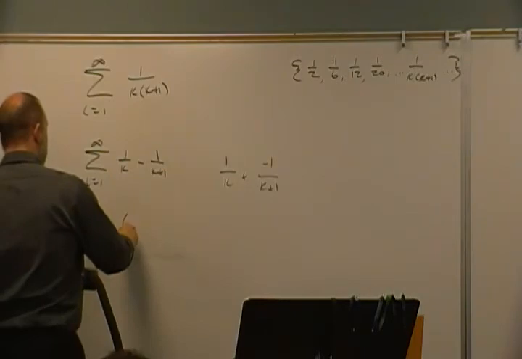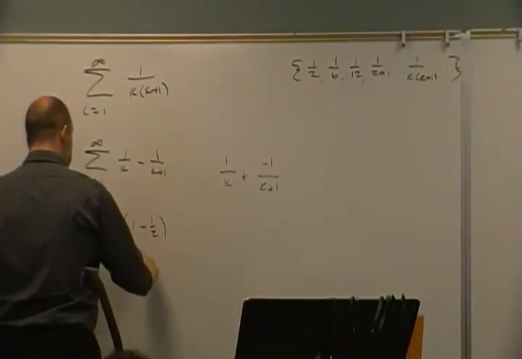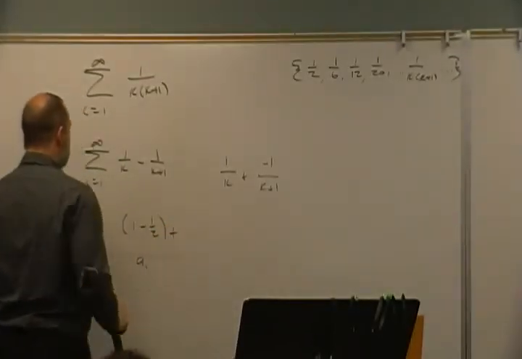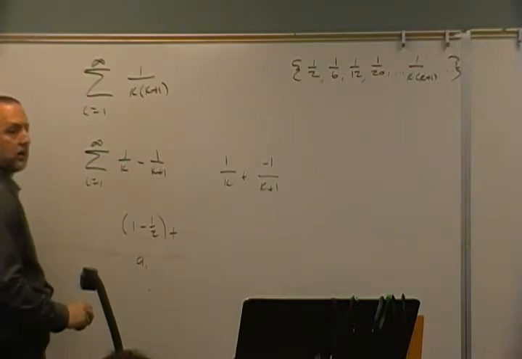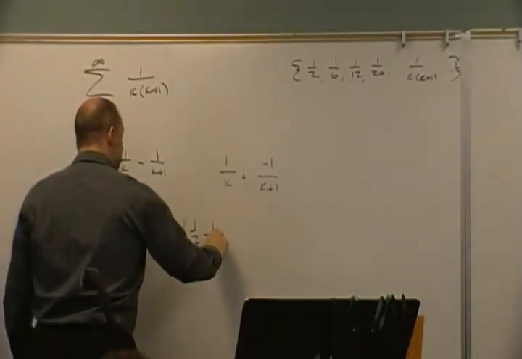Okay, I get 1 minus a half. That's my a sub 1 term. Okay, so what's my a sub 2 term? I'm going to put 2 in, so what do I get? A half minus a third. That's a sub 2.